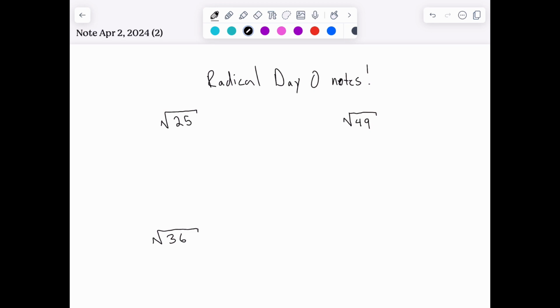So the radical sign is this sign right here. This is what we call a radical. Anything with this square root is a radical, and that's what we're going to be dealing with today. We're only going to be dealing with radicals or square roots. We're not going to be dealing with cubed roots or anything like that. Those are a thing too, but we just don't cover that in this class.